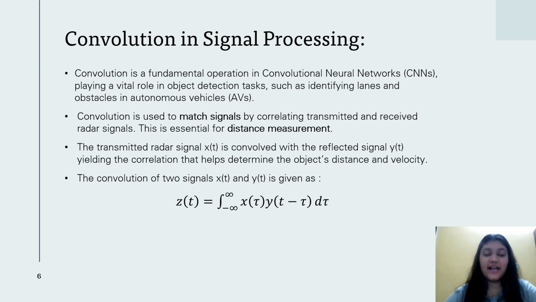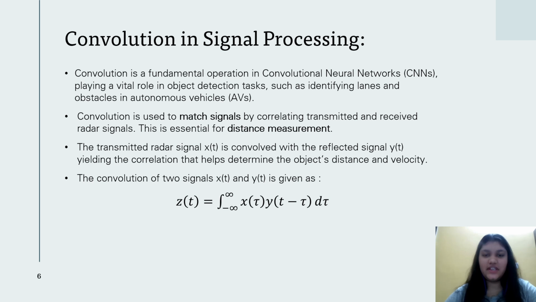Now we will discuss the applications of convolution in signal processing. Convolution is a fundamental operation in CNNs, which play a vital role in object detection tasks such as identifying lanes and obstacles in autonomous vehicles.